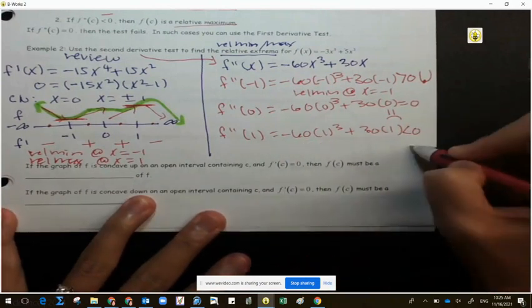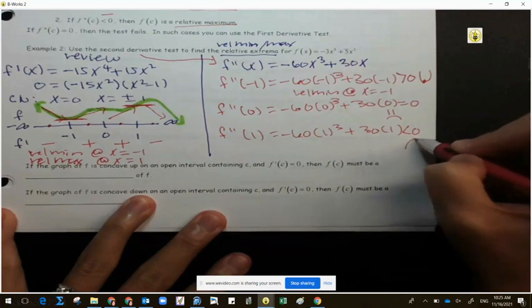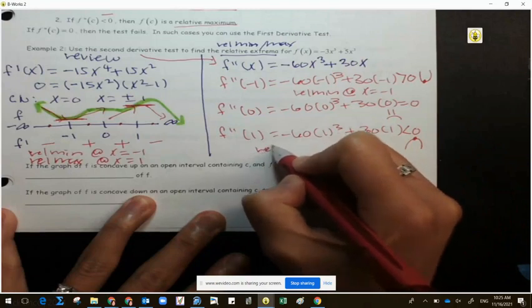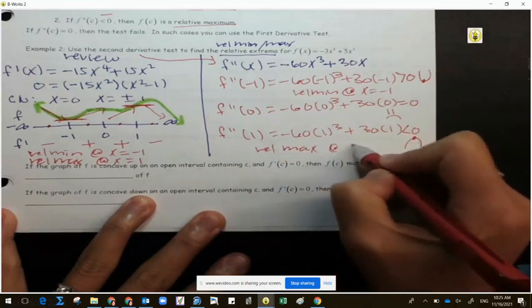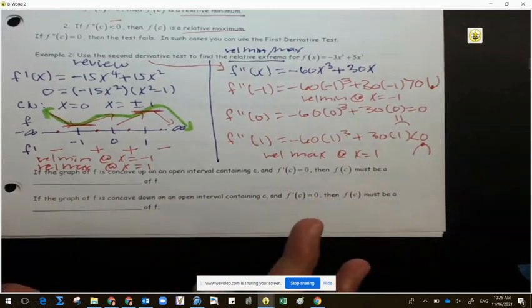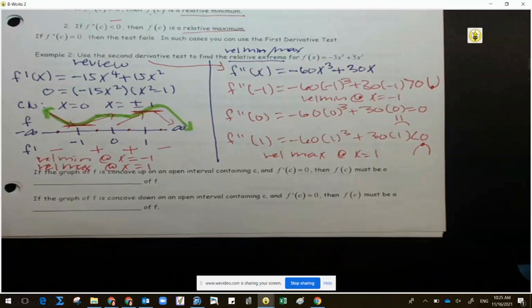The next one, when I plug it in, is going to give me a negative number, meaning it's going to be concave down. And when the graph is concave down, it's obvious there's a relative what? Maximum. And the number I plugged in was x equals 1. So when it's easier for you to plug it into the second derivative test, go for it. If you want to use the first, do that as well.